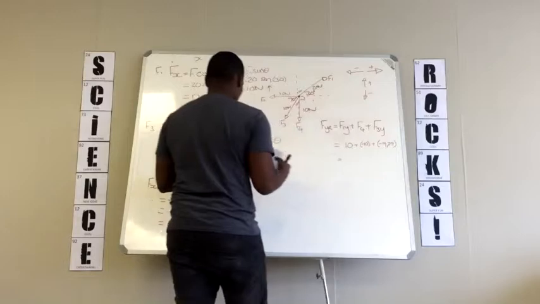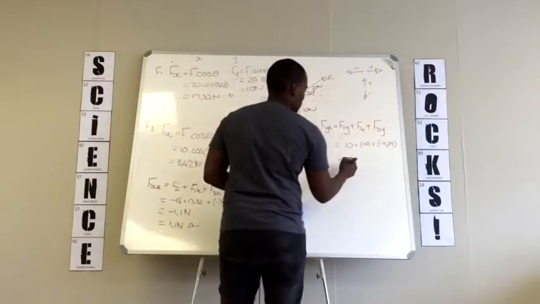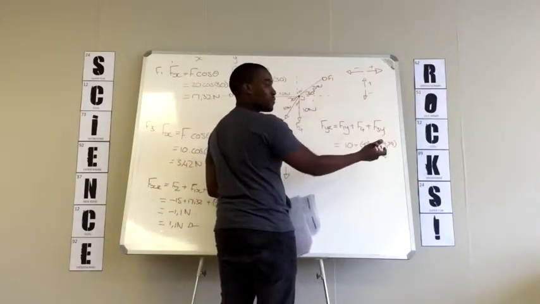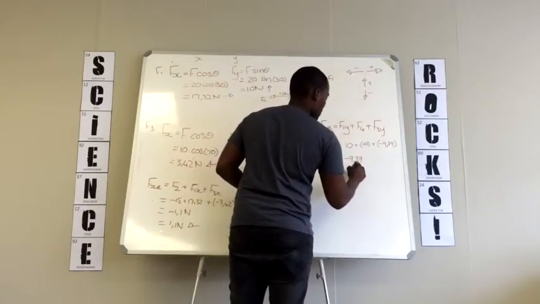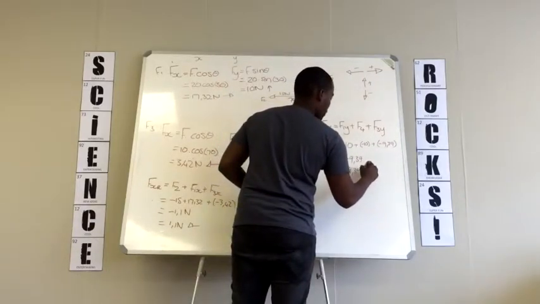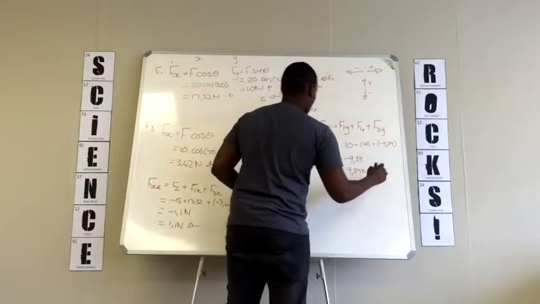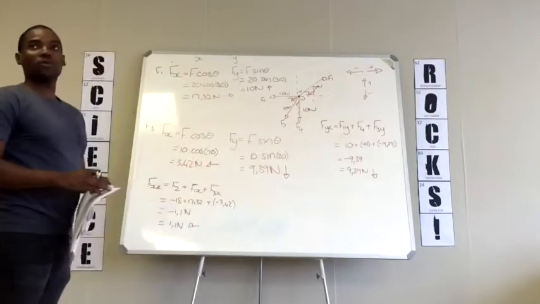What's my answer for that one? 10 minus 10 just cancels, we're left with negative 9.39, which gives us 9.39 newtons downwards. Everyone still with me? Okay.